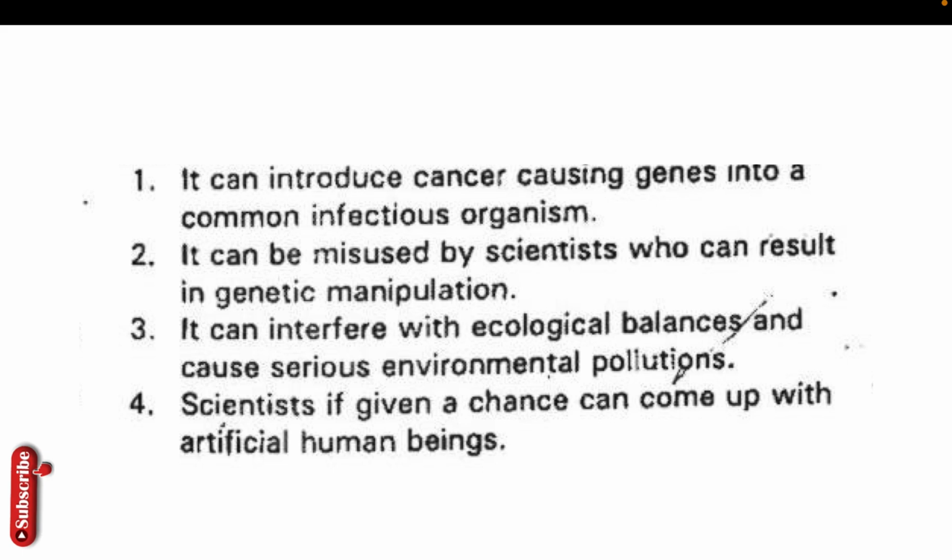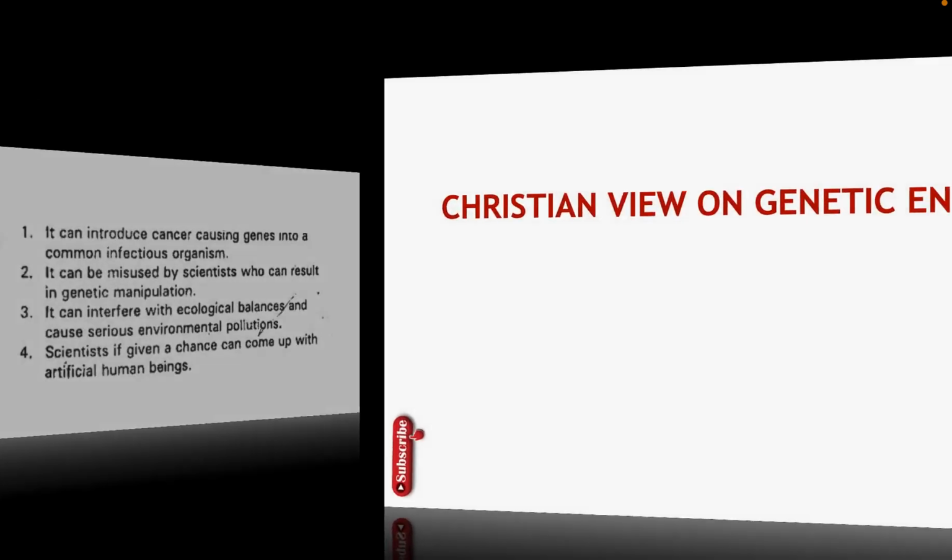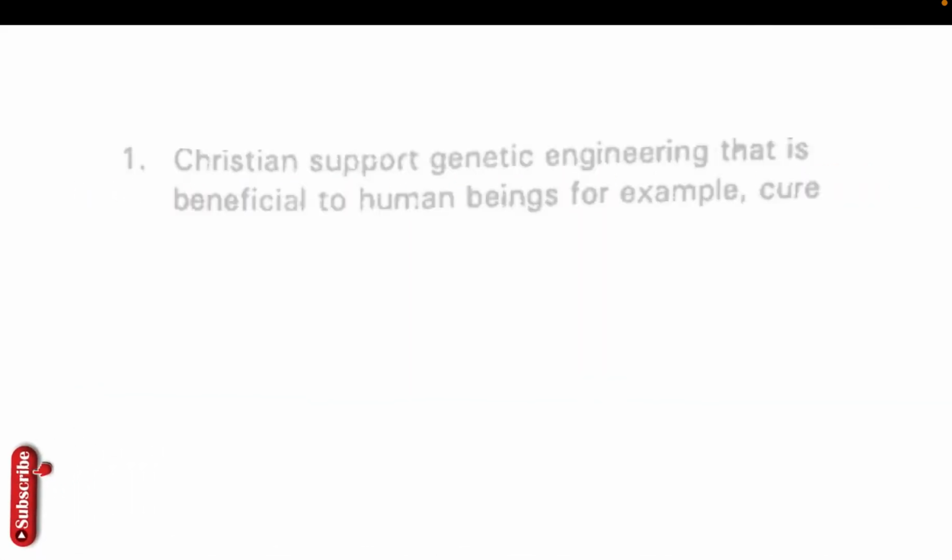Also, it can interfere with ecological balances in the atmosphere, because now if we are able to alter the plants and the animals, the plants that we are growing are not up to the natural system. So what will they do? They will upset the ecological balance, and then we have serious pollution. Especially because when you're altering the genes, we tend to introduce things like fertilizers, right? And now they cause pollution. Those are some of the disadvantages.